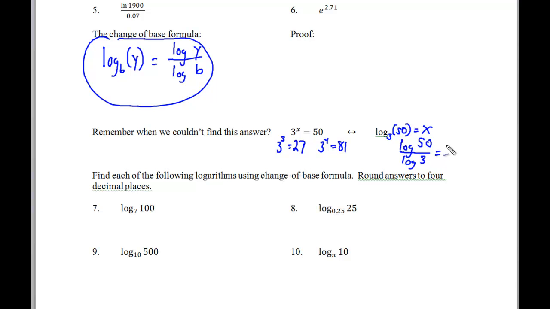And in this case, if you type this in on the calculator, making sure that you put the parentheses in after the log of 50, this gives you 3.5609, rounded to the fourth decimal, or 5,609 10,000ths. So problems 7, 8, 9, 10 really become a situation where we're going to take these problems and just do the change of base formula.